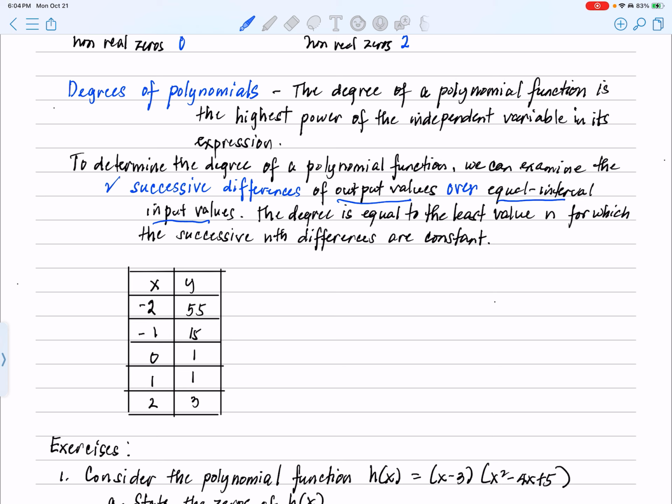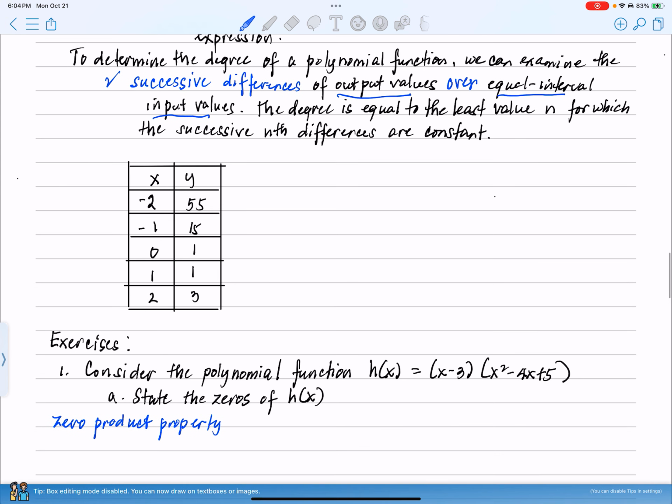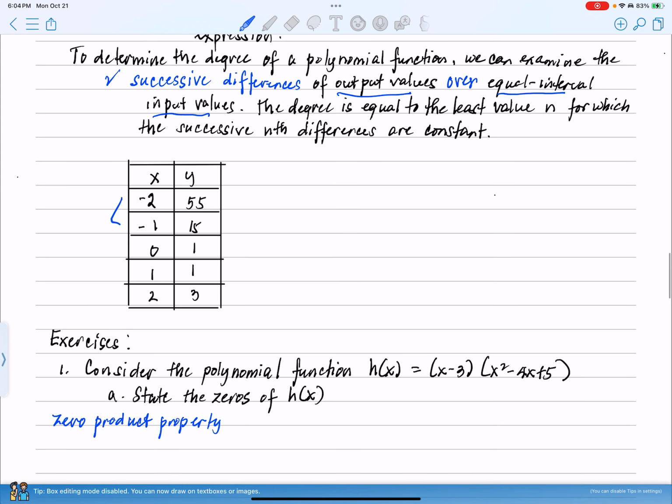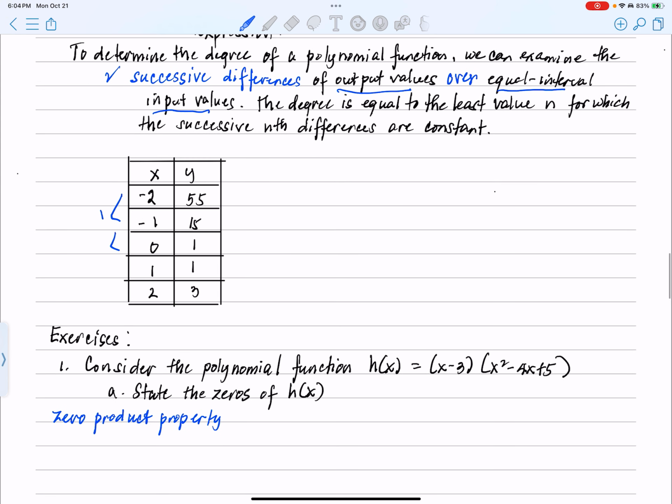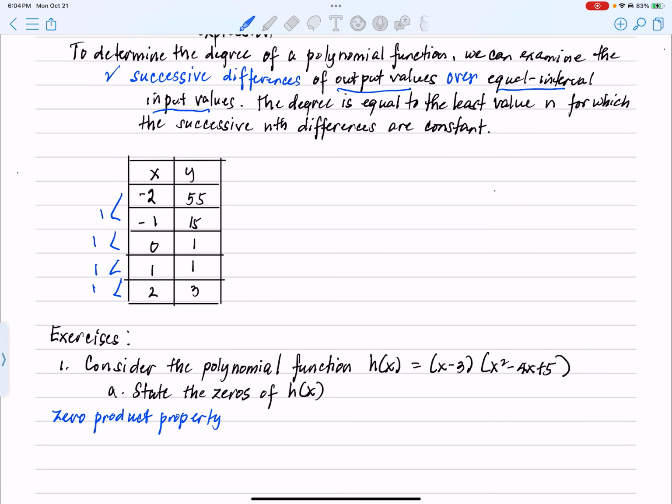Let's do this. We'll first inspect our input values to see if they are equal intervals. They are intervals of 1, 1, 1, 1, so they are equally spaced. Let's get the differences of the output.